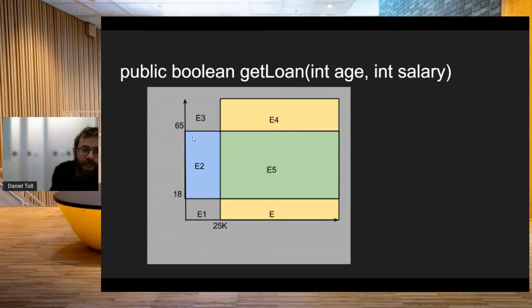For the age, we have the 65 here and 18. And the x-axis is the salary. If I'm in this partition down here, I am too young and have too low a salary. If I'm in this partition here, I am too young, but I have enough salary. If I'm in the blue partition, I am old enough, but I don't have enough income. And here I am too old and too poor. And up here, I'm too old, but I'm still rich. But the E5 is the one that we're interested in. If you have this kind of picture, then you could select one test case per partition in order to cover all the different cases.